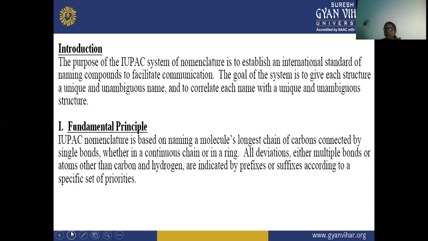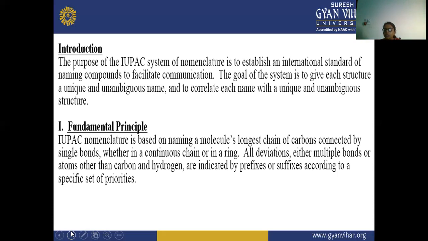Means if there are any other atoms present in the longest chain or a ring, then we can show their meaning by these prefixes or the suffixes. We can write their name by writing the prefixes or the suffixes according to their specific set of values. On the basis of the priority, we are giving the name, indicating by the prefixes or the suffixes if any deviation is there in the chain.